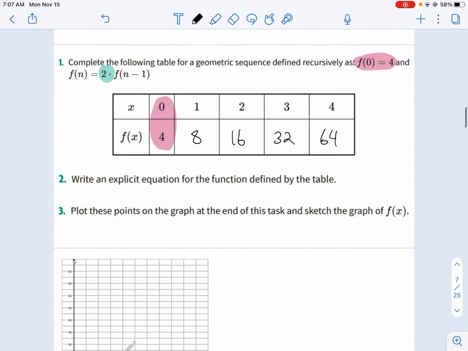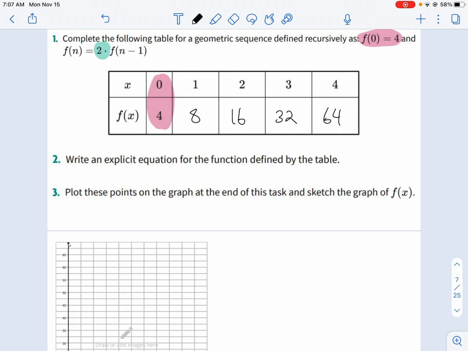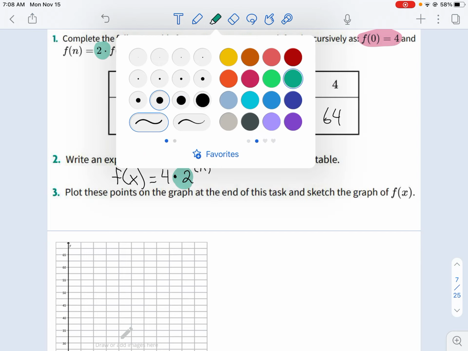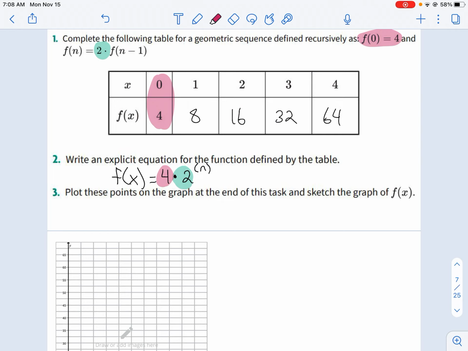So then it wants us to write an explicit equation for the function. So explicit equation is going to be, in this case, they're actually saying f of x. So we'll say f of x equals our starting output, which is 4, our action, which is times 2, and whenever we have repeated multiplication, that's an exponent, so to the power of n, but because we started with an input of 0, I don't have to minus 0. So we have our action of times 2, we have our start value of 4.